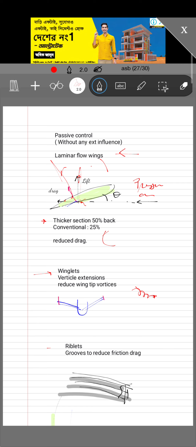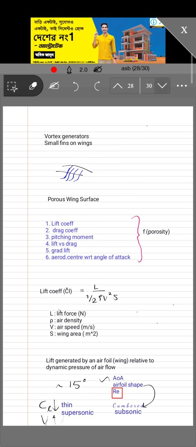We can also have riblets. Riblets are grooves; the word comes from rib, and they are grooved onto the surface of the wings, mainly to reduce the friction drag. Then we can also have vortex generators on the wing surface, which are basically small fins or wings. And lastly, we can also have a porous wing structure.